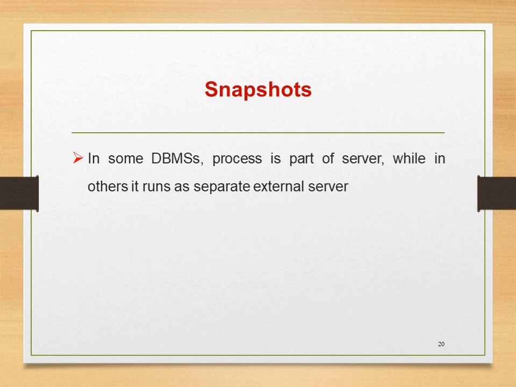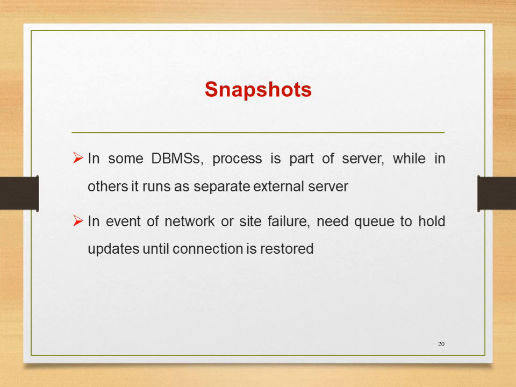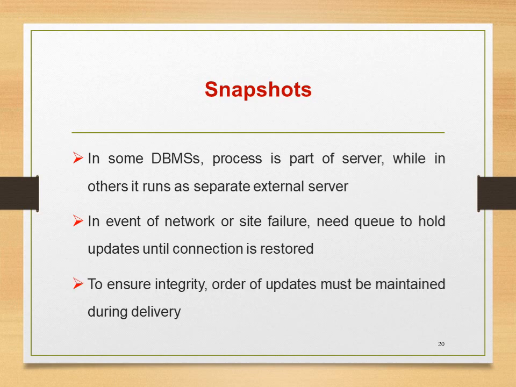And in some database management systems, its process is a part of the server, while in others it runs as a separate external server. And in the case of network or site failure, it needs a queue to hold updates until the connection is restored. To ensure integrity, the order of the updates must be maintained during delivery.